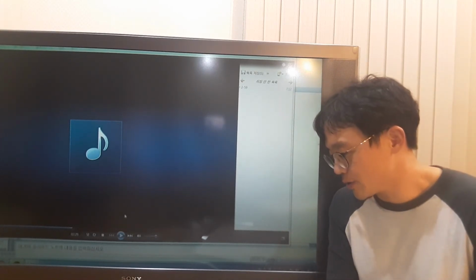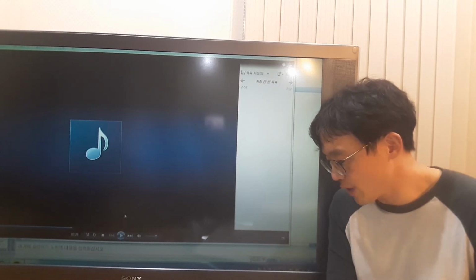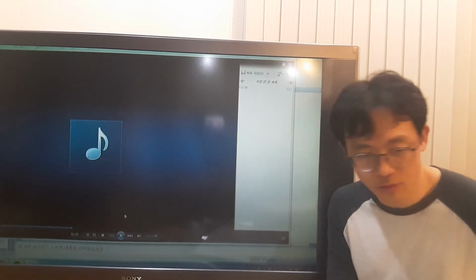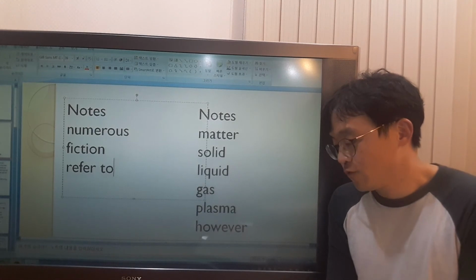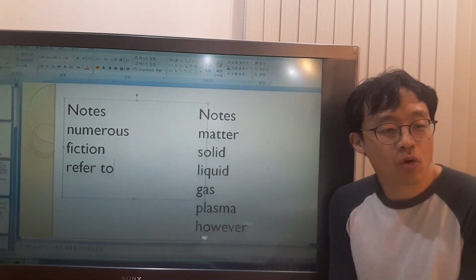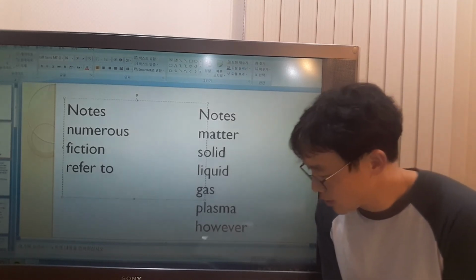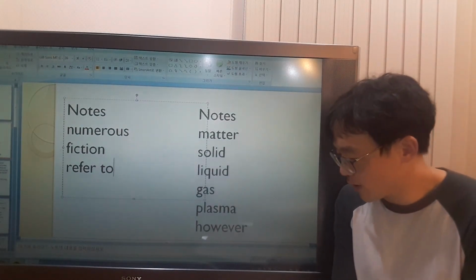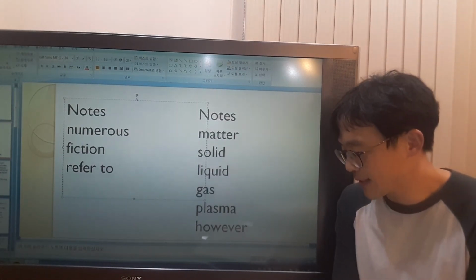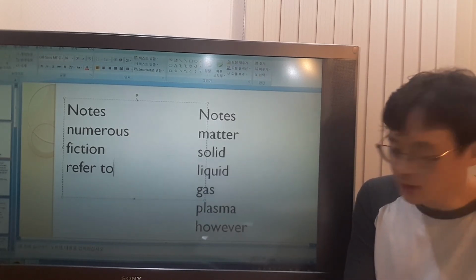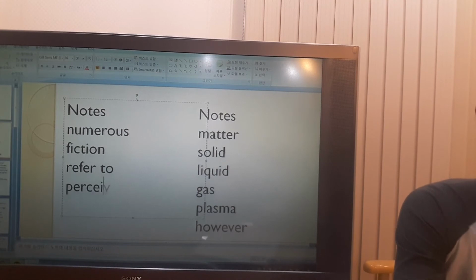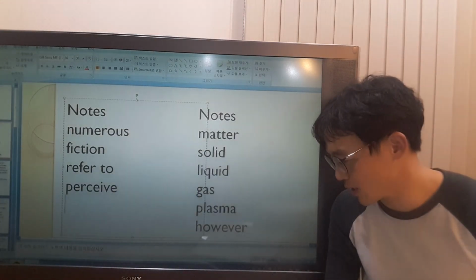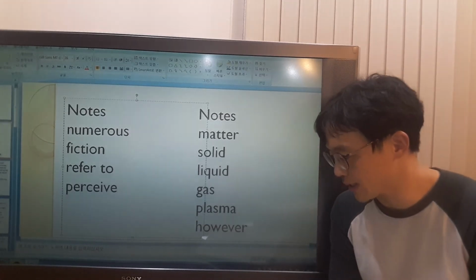Some sounds are louder than others. The difference in sound loudness is referred to as amplitude. What does that mean, refer to? If you refer A to B, that means you call A B. Do you understand? The difference in sound loudness is referred to as amplitude, means the difference in sound loudness is called amplitude. Do you understand? Why are some sounds perceived as louder than others? What does perceive mean? Perceive means to see something or notice something or recognize something. Why are some sounds recognized as louder?